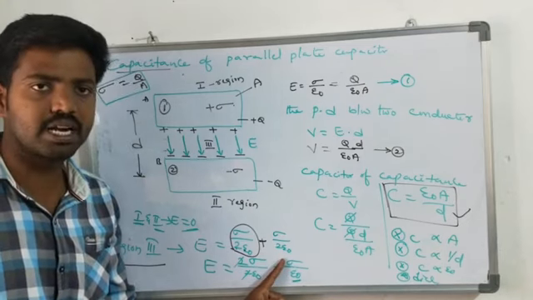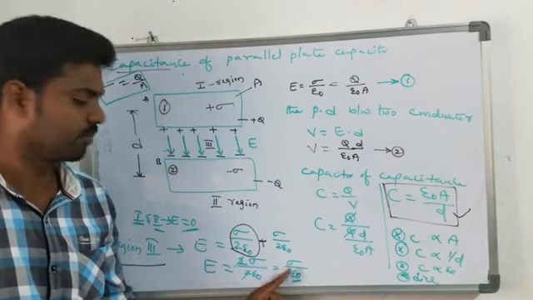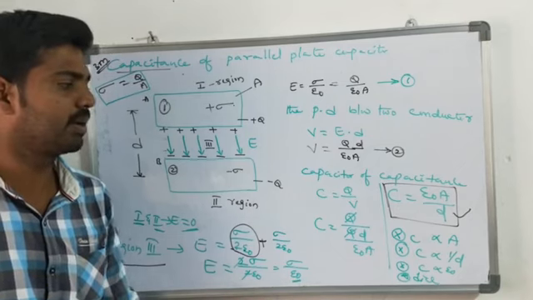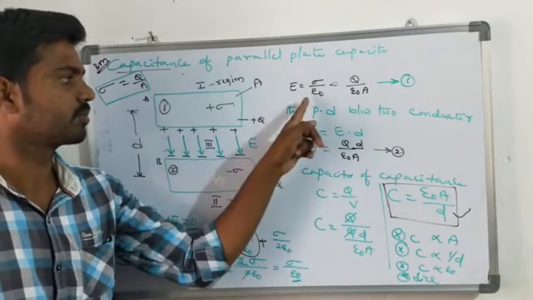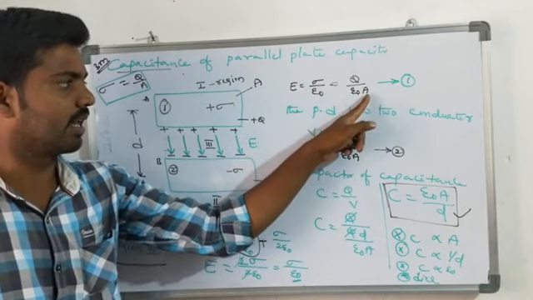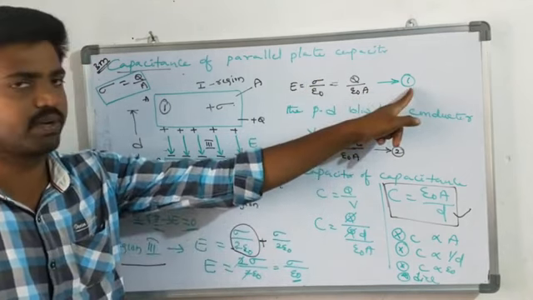Here sigma is called surface charge density, and epsilon naught is the permittivity of free space. Sigma by epsilon naught, where sigma is charge per area. Let it be equation 1.